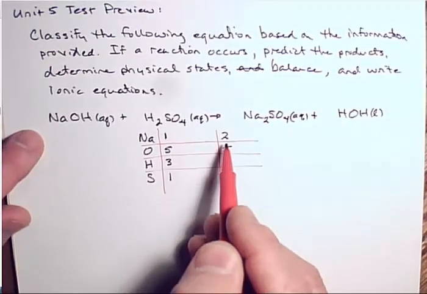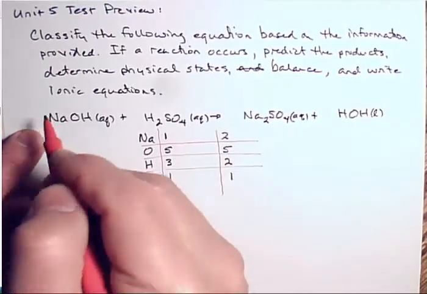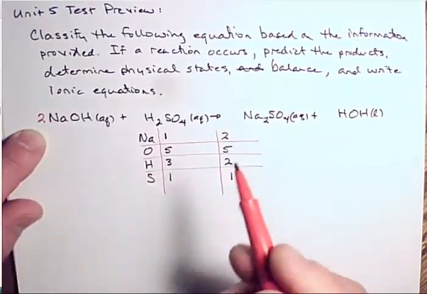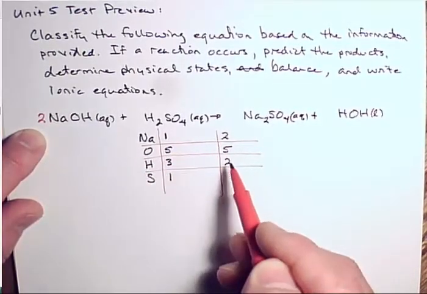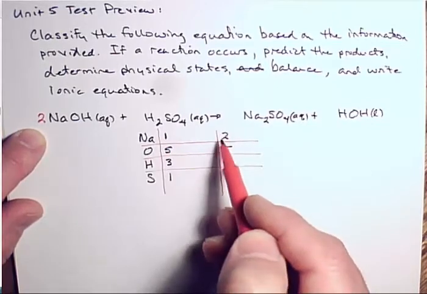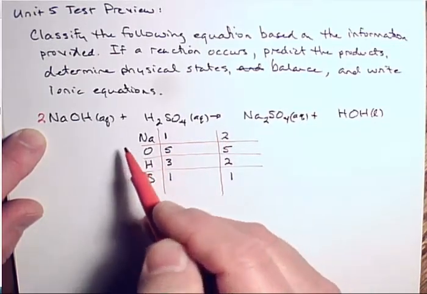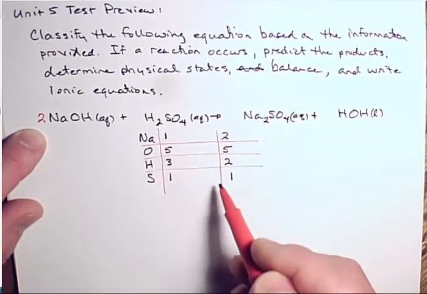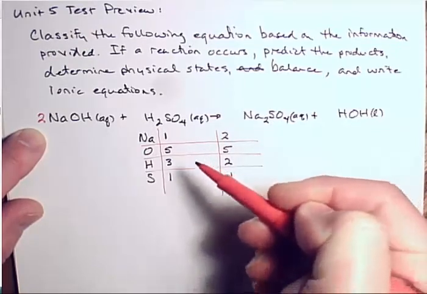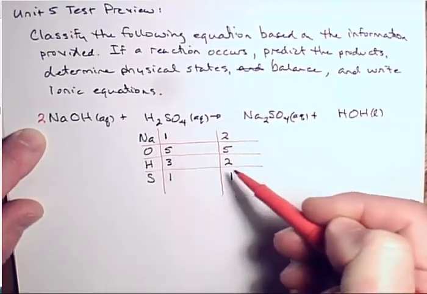Since I have 2 sodiums on the right, I'm going to put a coefficient 2 here. Now, you always want to balance oxygen and hydrogen last. So we're starting with sodium. If after balancing the sodium, the sulfurs are unbalanced, then we're going to go to that next, because oxygen needs to be last and hydrogen next to last.